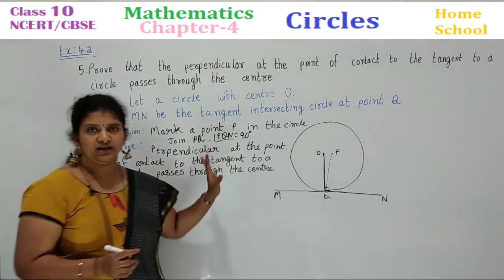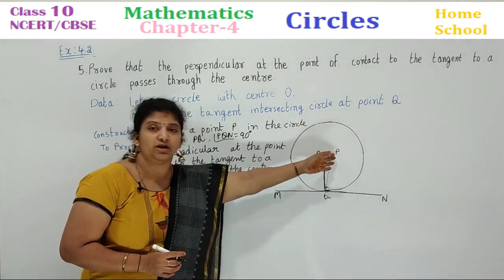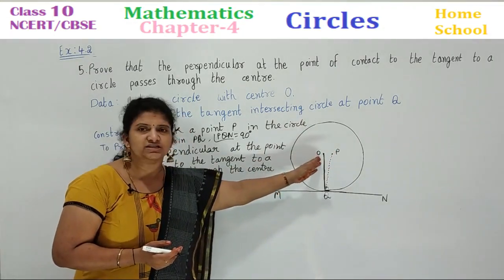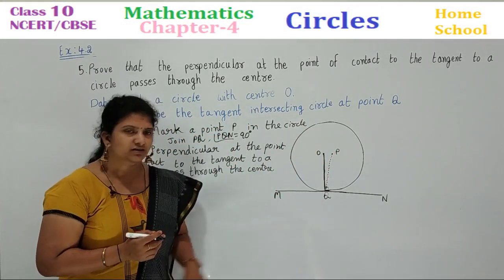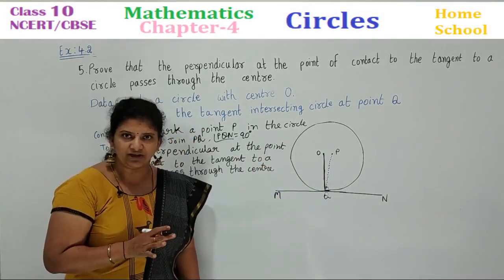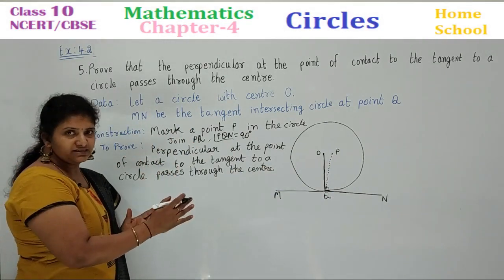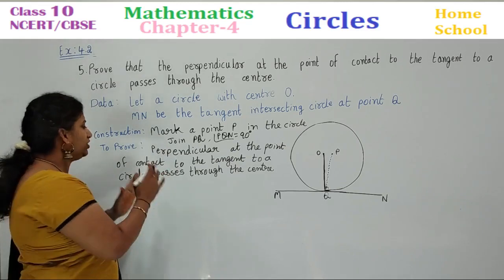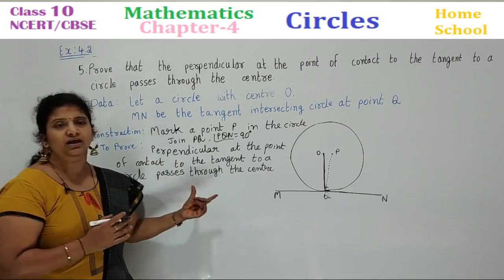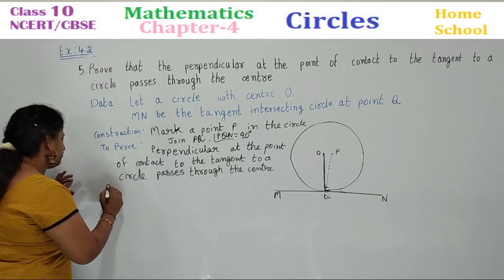So, which is perpendicular? I don't know. I am assuming O is a center as we know. But I am assuming one more point inside the circle. It may be center. Yes, if I need to prove this, I have assumed one more center in the circle. So now, angle PQN is equal to 90 degrees also we have taken. So now, which angle is perpendicular? I need to prove that the perpendicular at the point of contact to the tangent to a circle is passing through the center. So let's start our proof here.